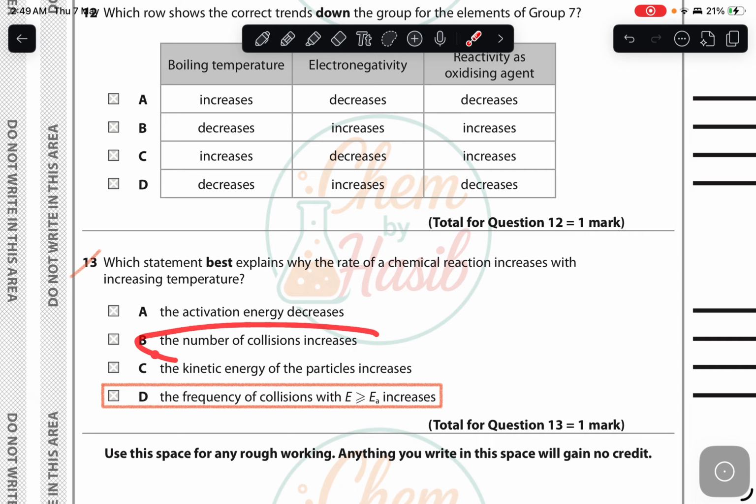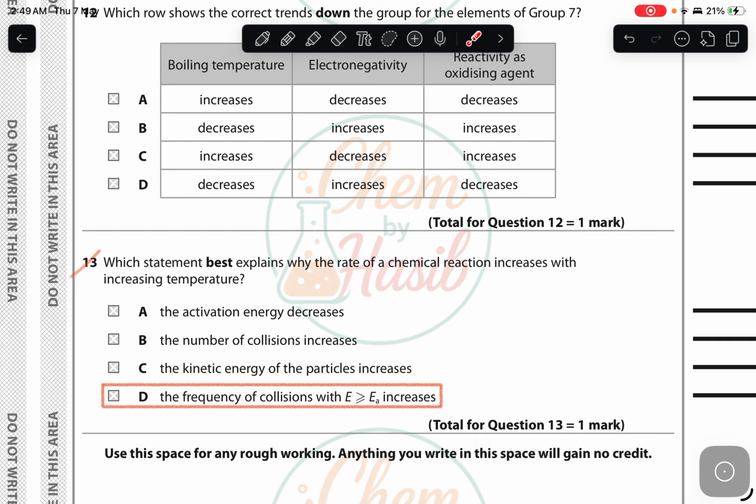The kinetic energy of the particles increases. That is also a correct statement. So B is a correct statement. C is a correct statement. D is also a correct statement, right? Now it says best explains. See, in the class we studied that there are two reasons why the rate of a reaction increases when you increase the temperature.